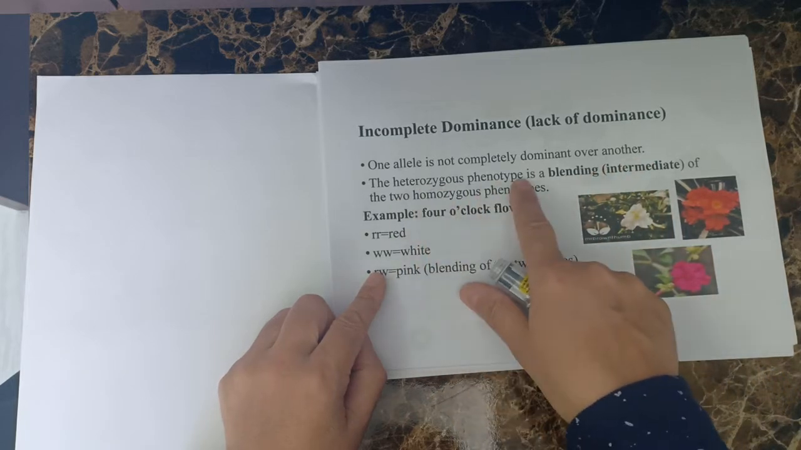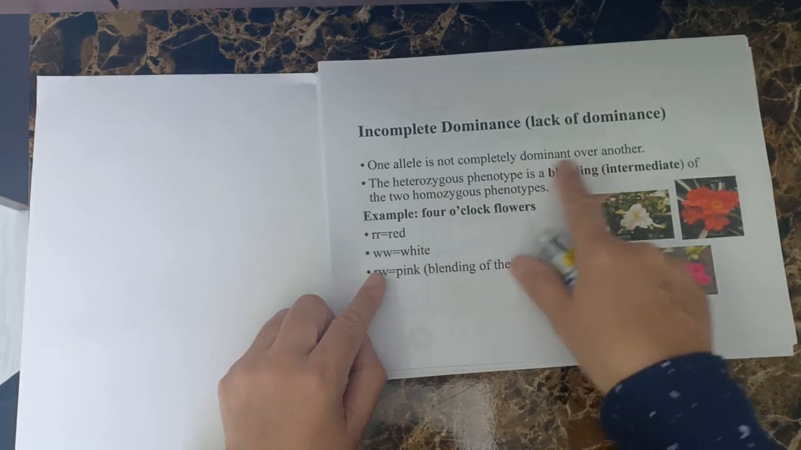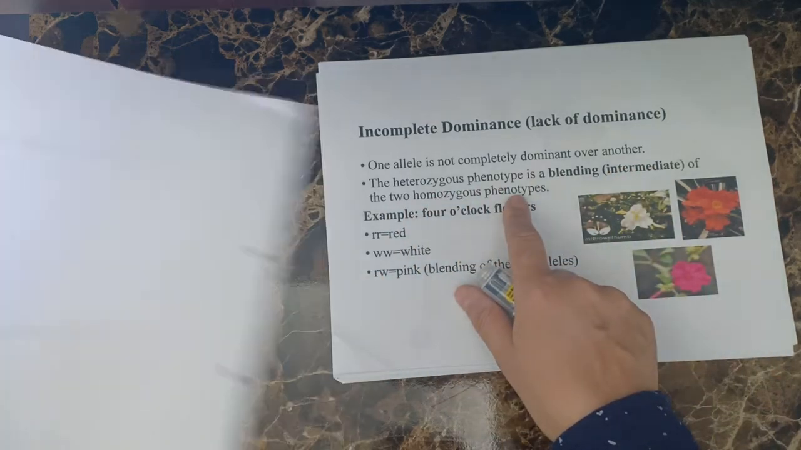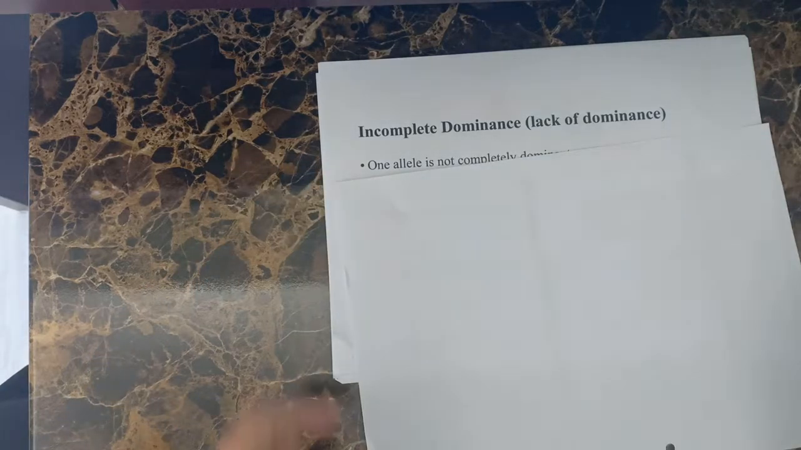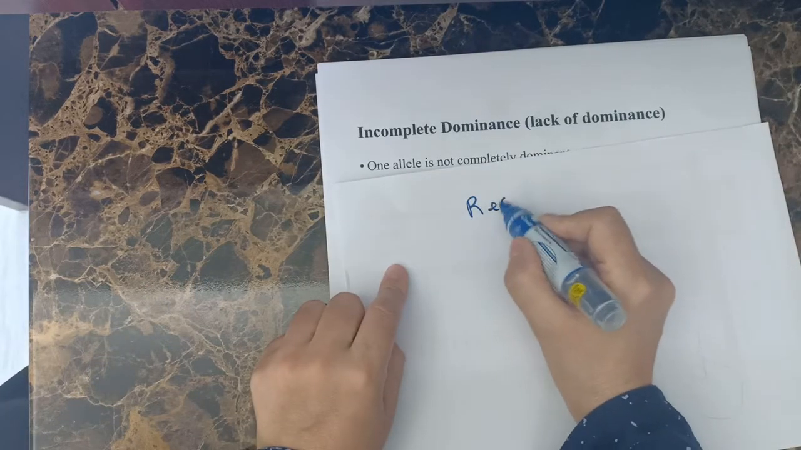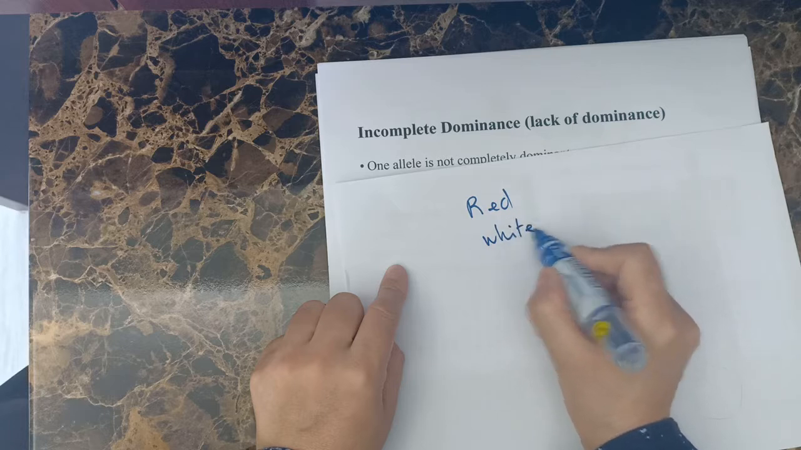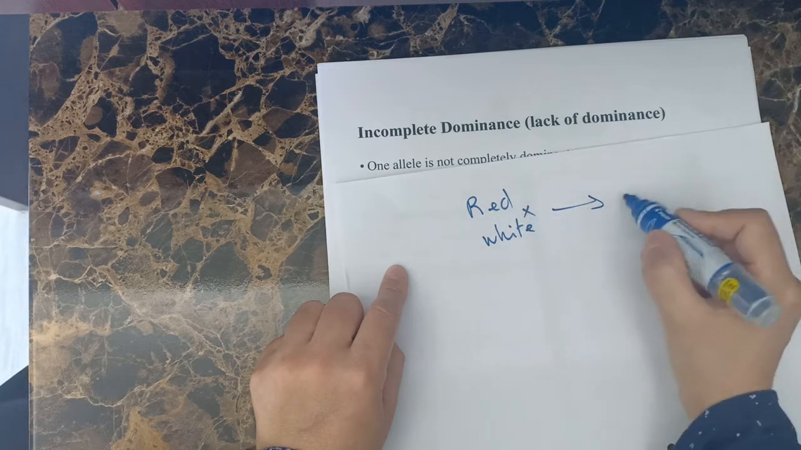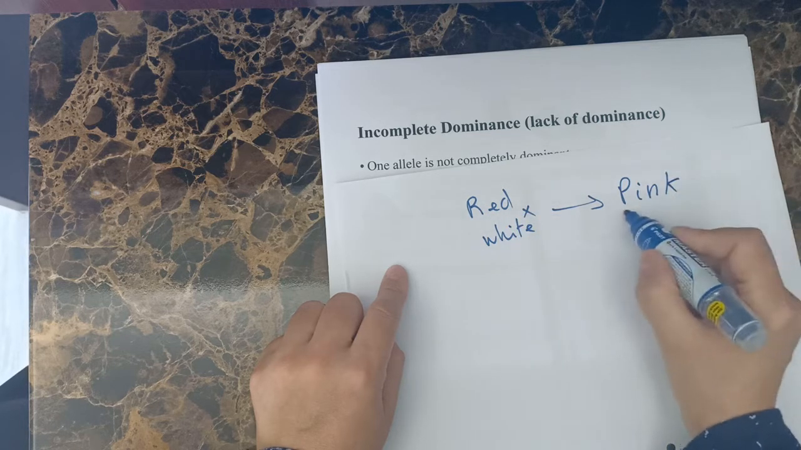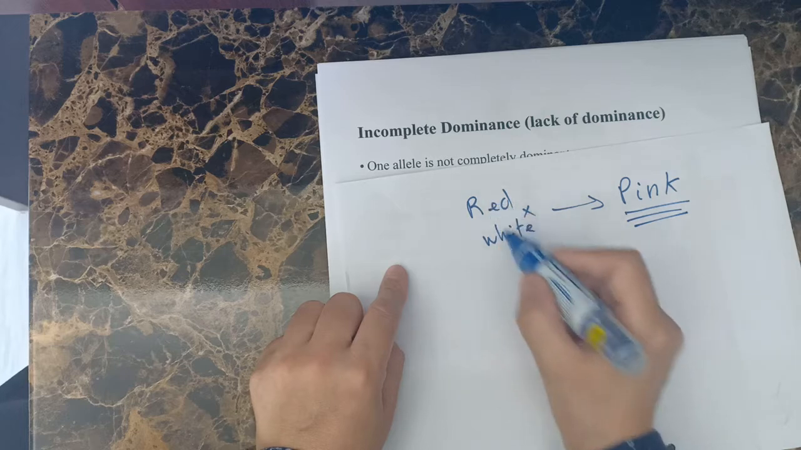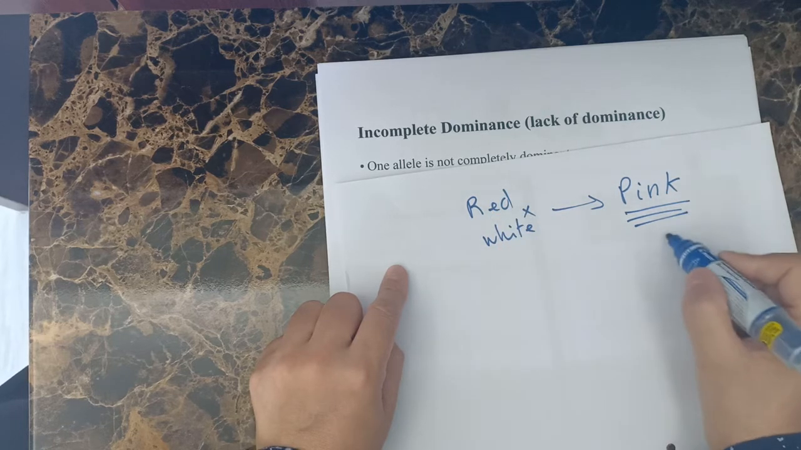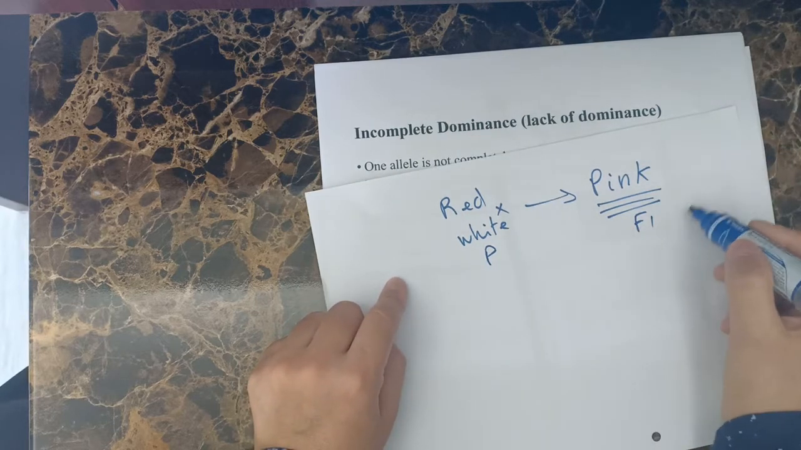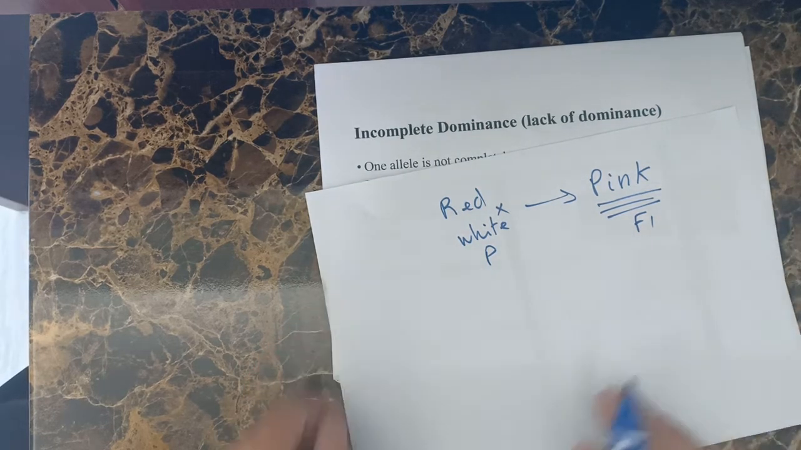So the heterozygote phenotype is actually a mixture, or a blending, or an intermediate of the two homozygote phenotypes. So here, for example, I have a red flower and I have a white flower. If I mix them, I will have actually a mixture between the two, which is pink. This pink phenotype, you cannot see it in the parents, but we see it in F1. So these are the parents. If you mix F1 with F1, then you will see what we will get later.